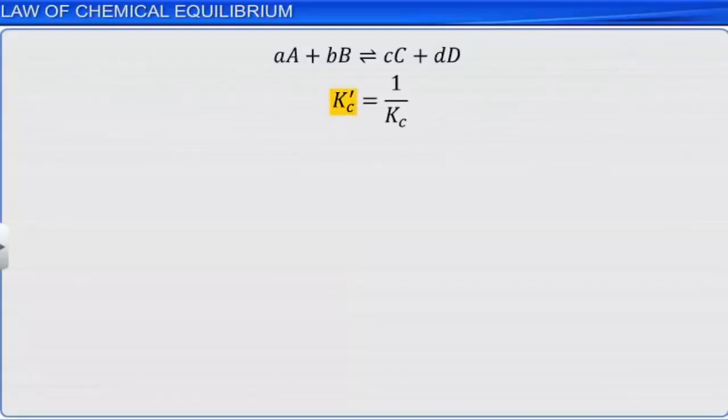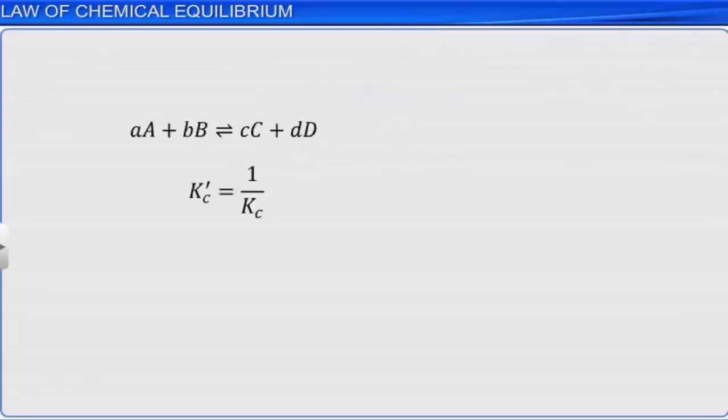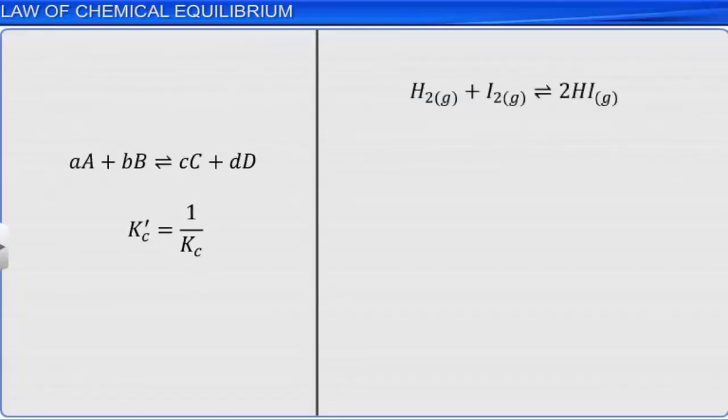The equilibrium constant for the backward reaction is the inverse of the equilibrium constant for the forward reaction. Let us prove this with an example. Consider the reversible reaction of hydrogen and iodine combining to form hydrogen iodide. The equilibrium constant for this reaction is written as Kc equal to the concentration of the product, hydrogen iodide, raised to the power of 2, divided by the product of the concentrations of the reactants, hydrogen and iodine. Let us say this is equal to x.